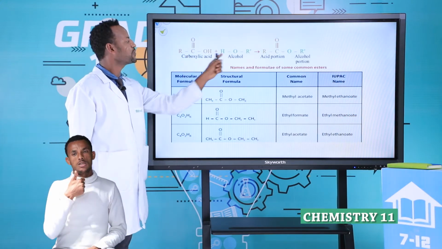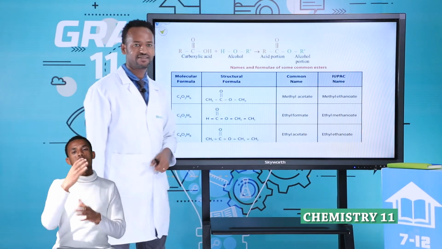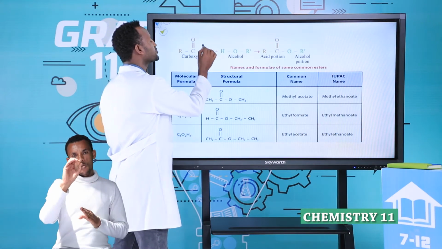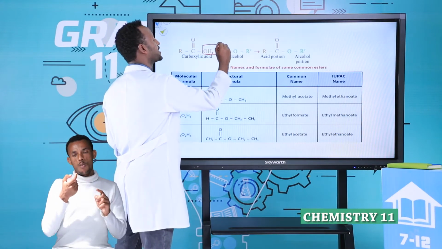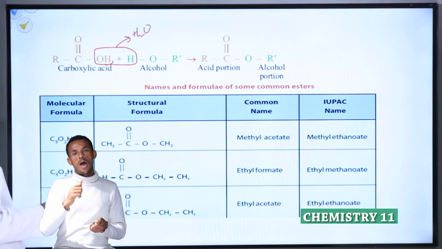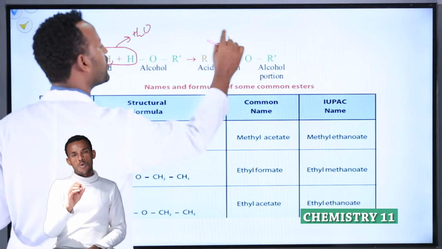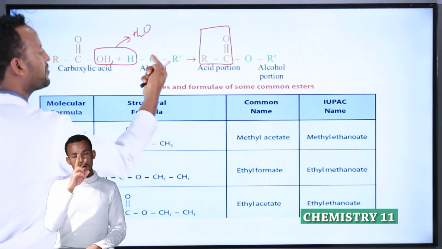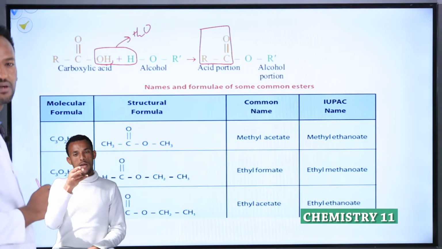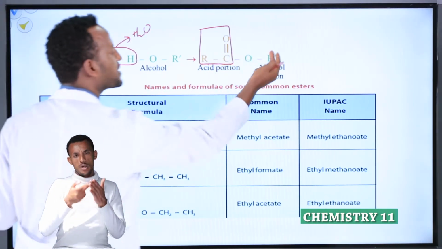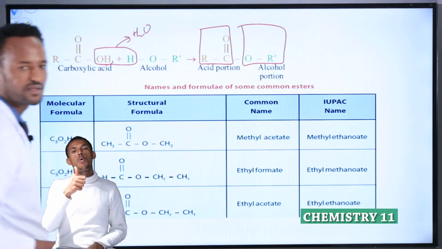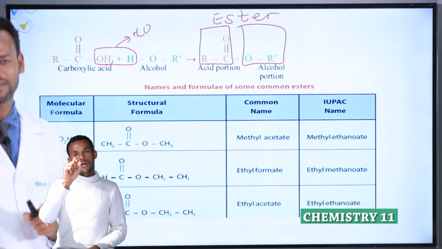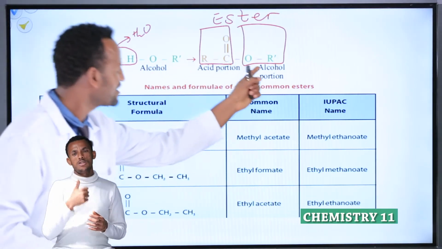Carboxylic acid reacts with alcohol to produce ester. Look, in the carboxylic acid group, removing the OH, and from the alcohol removing the H, OH and H are removed as water, finally producing RCO. This RCO portion is the acid portion. Look at R prime OH: removing what? Removing H. What is left? R prime O. This R prime O is the alcohol portion. Therefore, this is what? Ester. How many portions? Two portions: one is the acid portion, the other is the alcohol portion.